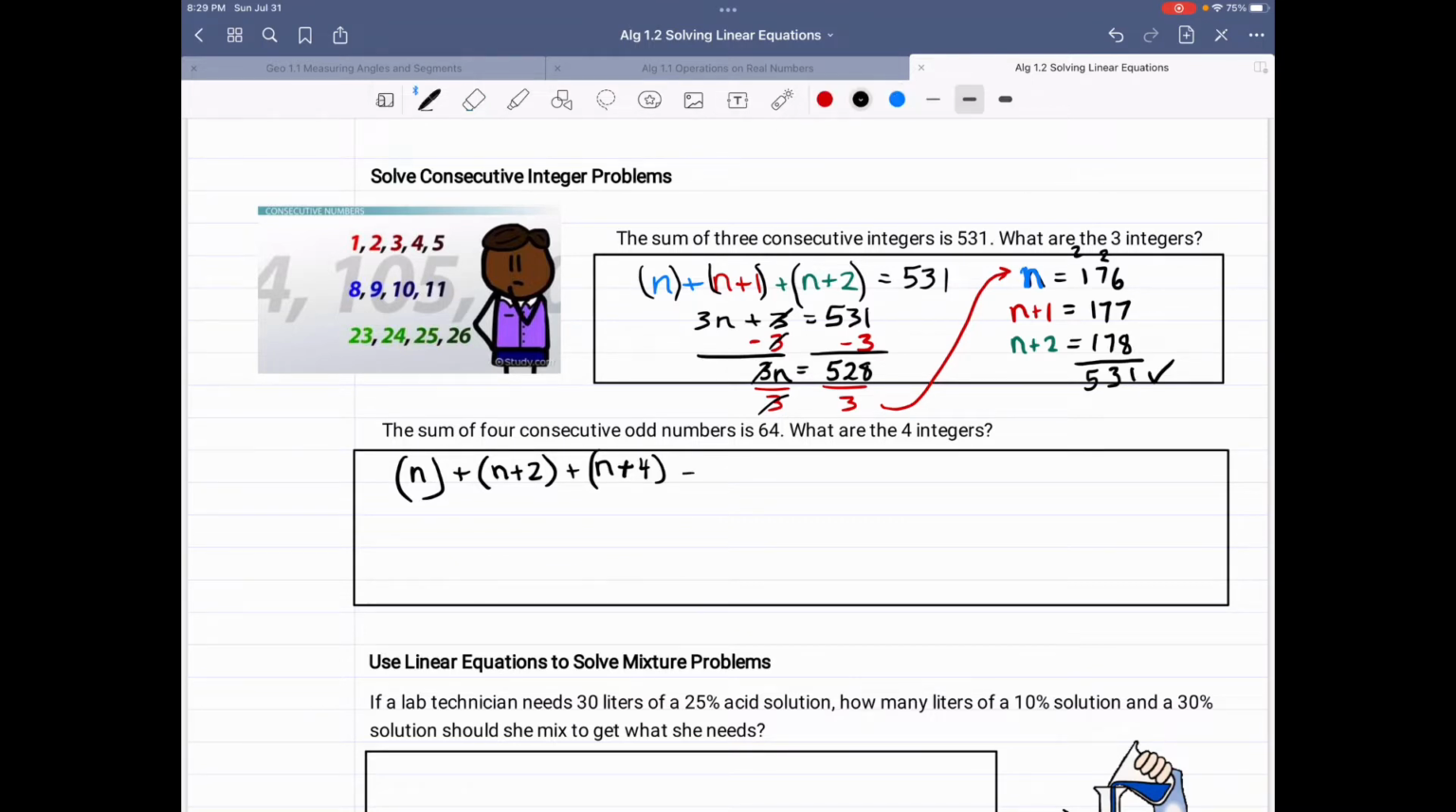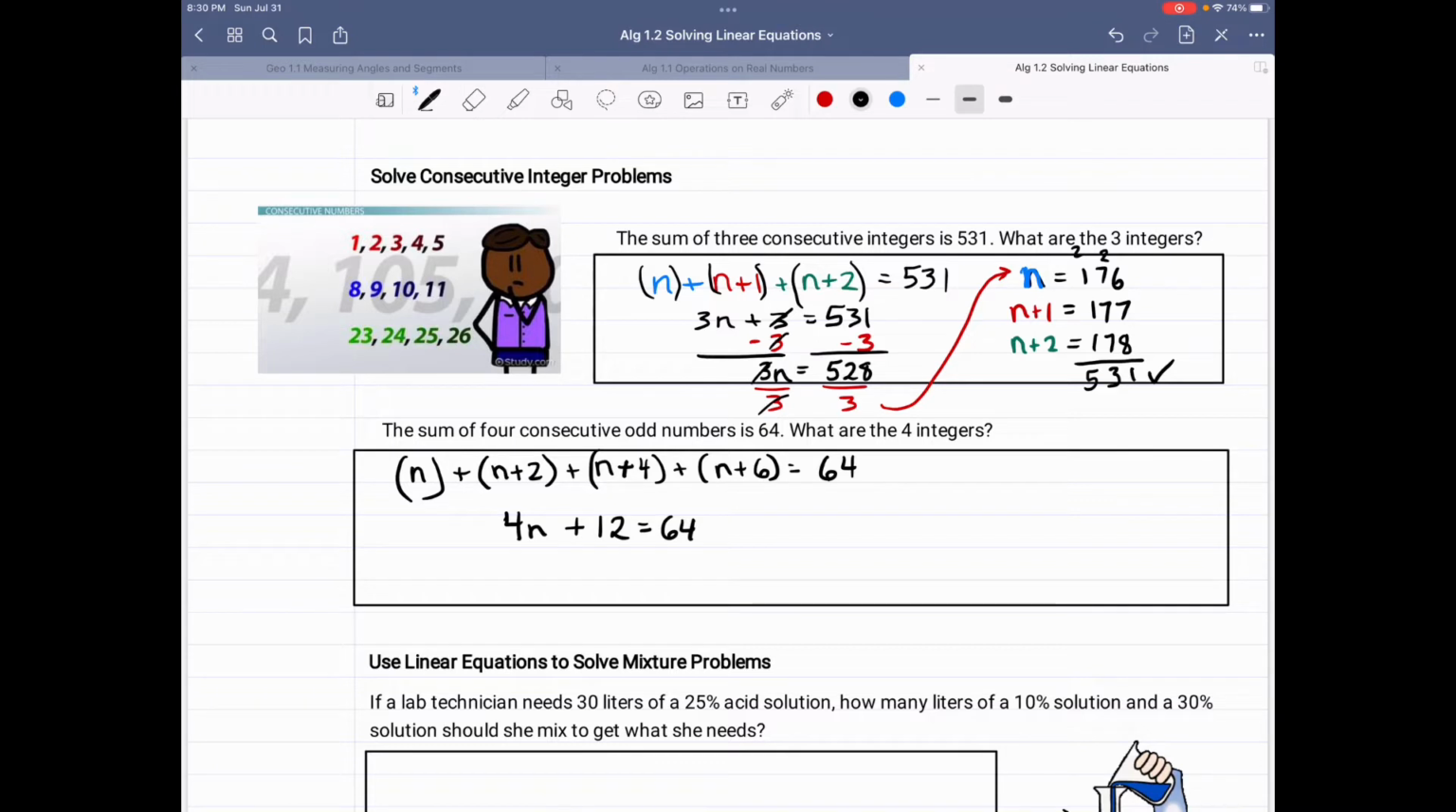It's going to equal 64. The sum of four consecutive, hold up, 4 consecutive odd numbers. We only have 3, so we need to add another one. That's going to be plus 6, because another 2, equals 64. So we have 4 n's, and we have 2 plus 4 is 6, plus 6 is 12, equals 64.